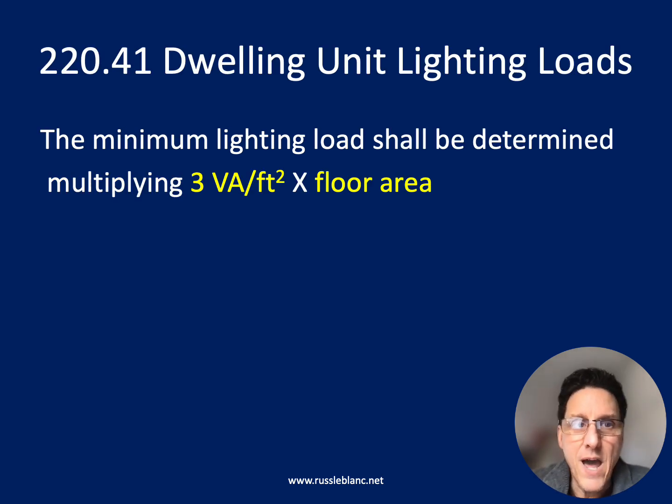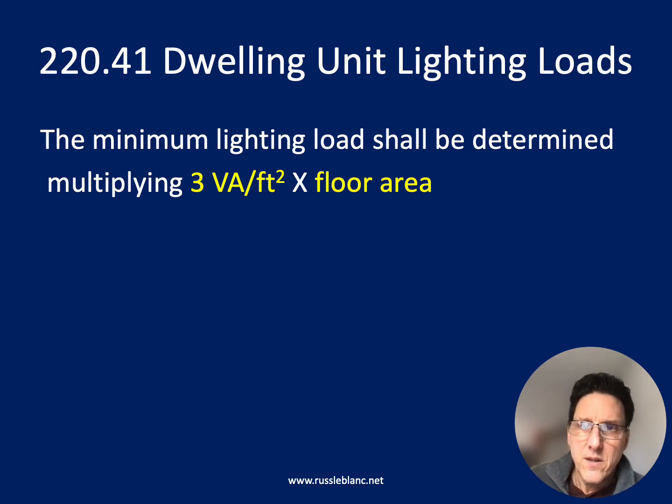Okay, here's how you do the math. The minimum lighting load is determined by multiplying 3 volt amps per square foot times the floor area. And it doesn't matter which you do first, right? You could do the floor area times 3 volt amps per square foot. It doesn't really matter. Either way.